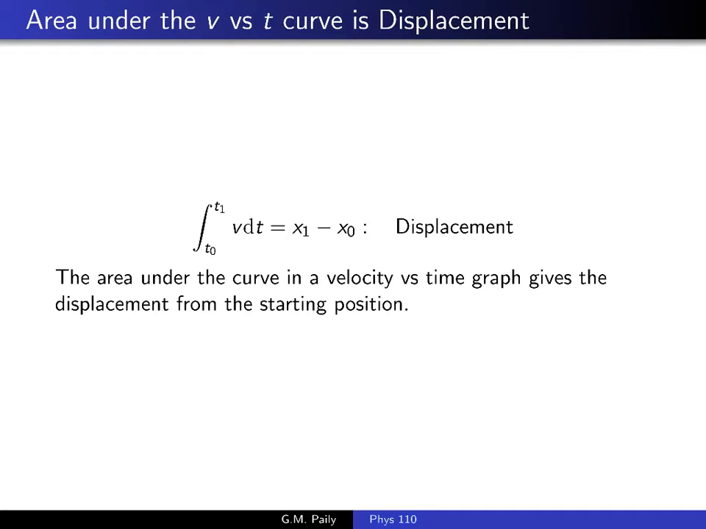Just like the derivative corresponds to the slope of a graph, the integral corresponds to the area under the curve. And so what this is telling us is that the area under the curve is equal to the change in position. However, area under which curve? Again, it's just hidden in the expression. Since we are integrating v dt, it must be a v versus t graph. So the area under the curve for a velocity versus time graph gives the displacement from the starting position.